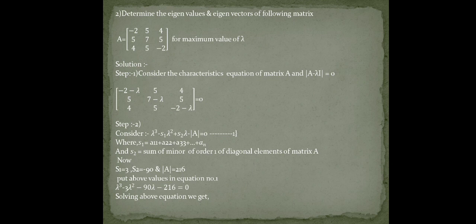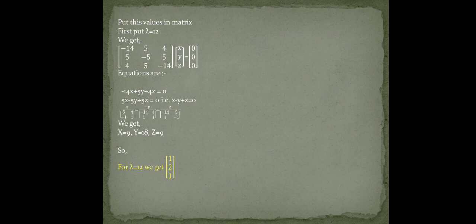Solving the above equation, we get lambda 1 is equal to minus 3, lambda 2 is equal to minus 6, lambda 3 is equal to 12. But we have to find the eigenvalues and eigenvectors for the maximum value of lambda. Here, the maximum value of lambda is equal to 12. So putting this value, we get the following matrix: [-14, 5, 4; 5, -5, 5; 4, 5, -14] times [x, y, z] is equal to 0.